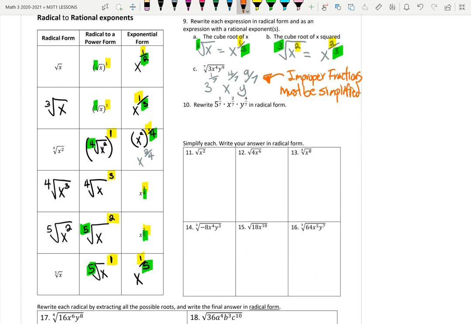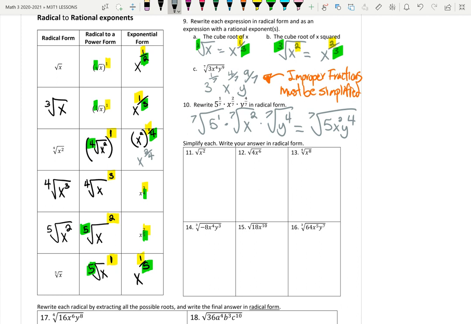So I'm going to keep on going. I have to go the other way: 5 to the first power to the 7th radical, times the 7th radical of x squared, times the 7th radical of y to the 4th. I can rewrite this as one giant radical: the 7th root of 5x squared y to the 4th.